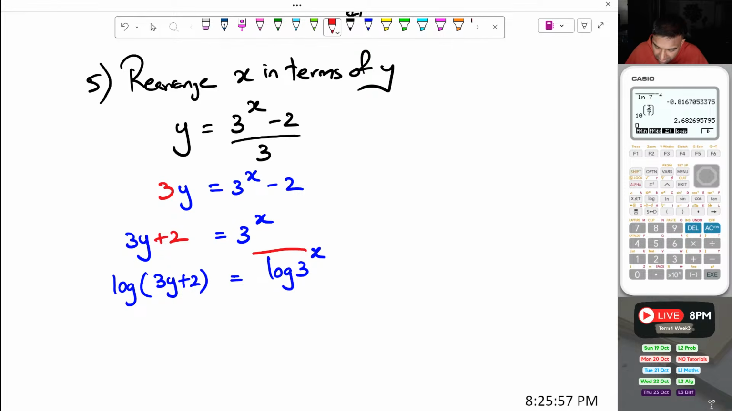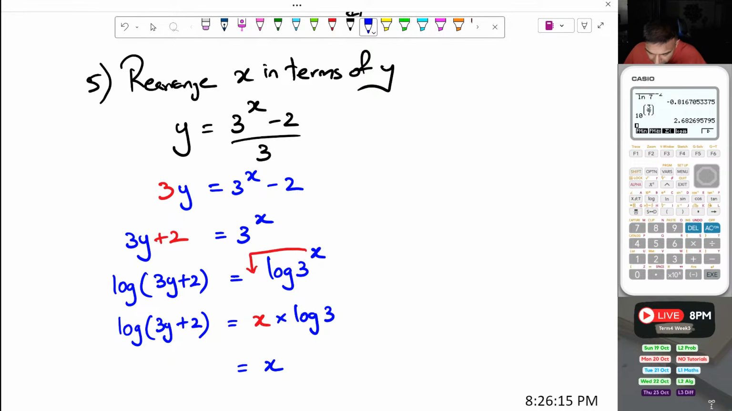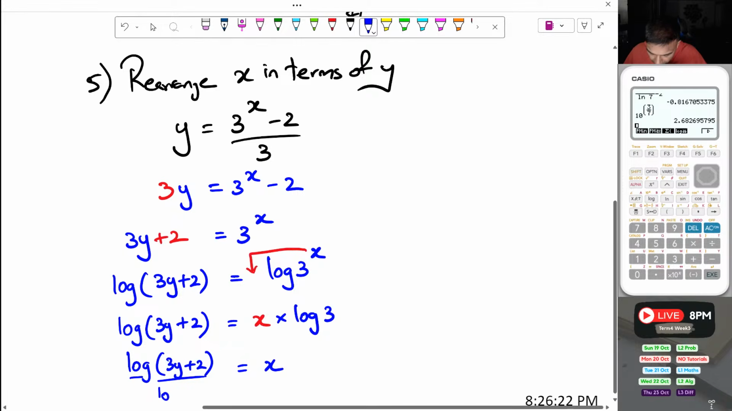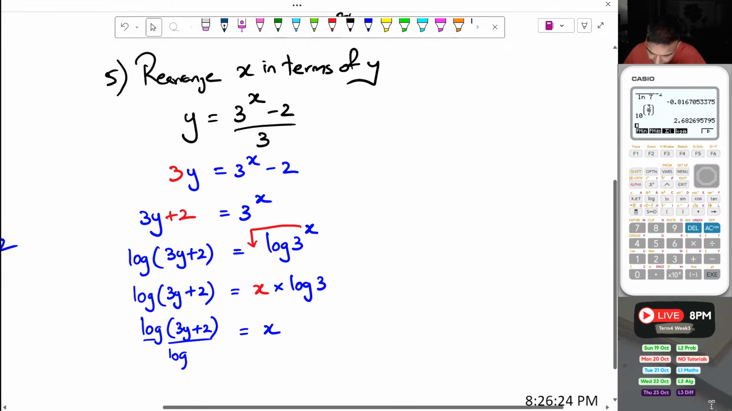So what happens is, in the next step, we're going to bring x to the front there, so it's going to get multiplied. So we're going to end up with log of 3y plus 2 equals x multiplied by log 3. So now we can actually write x by itself, because x equals log of 3y plus 2 divided by log 3.